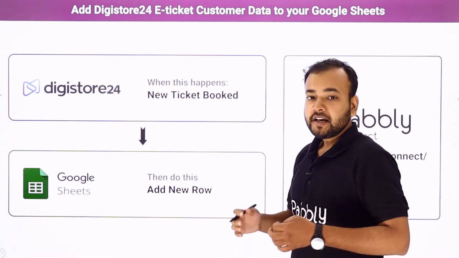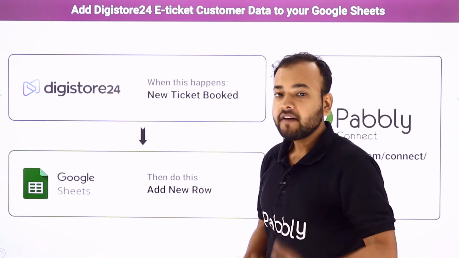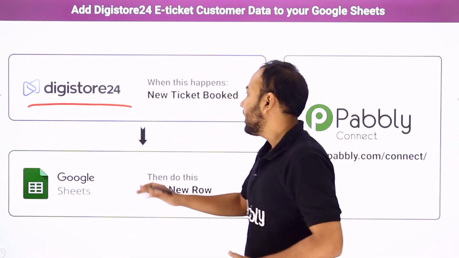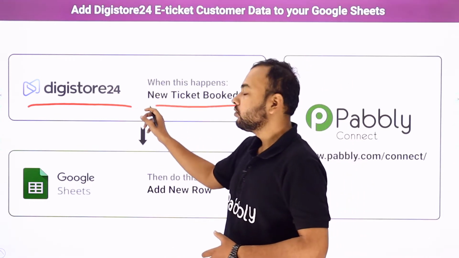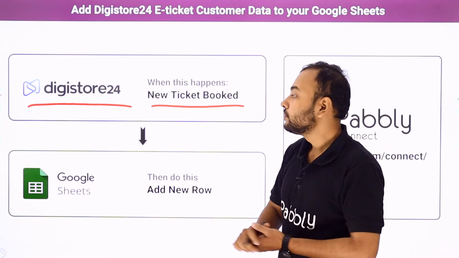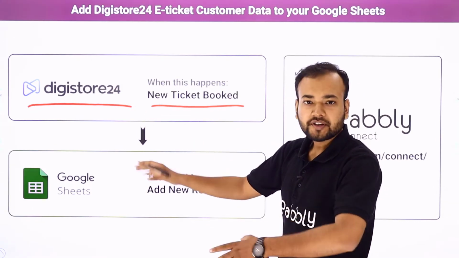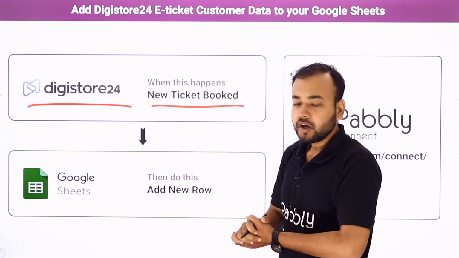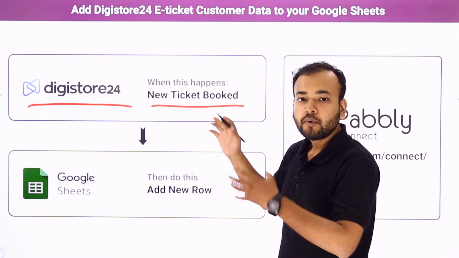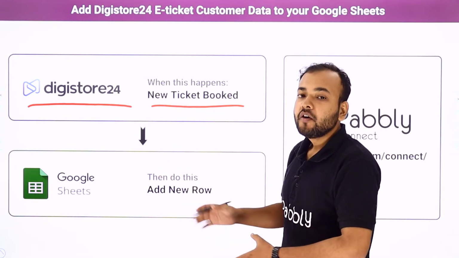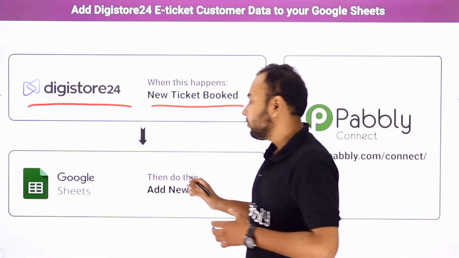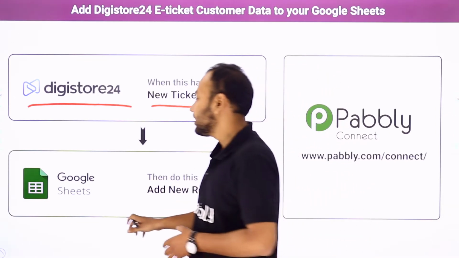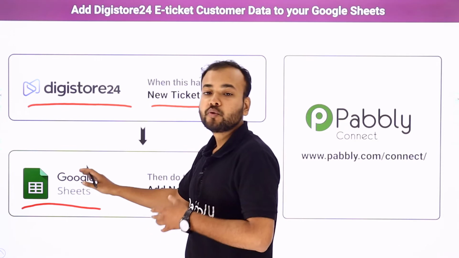Suppose that you are selling some digital products and you have created a store here in the Digistore24 application. Now, as and when a new ticket gets booked, you want to save the data of the person who has booked a ticket for any conference or seminar that you are selling here on Digistore24, for further communication. You want to save the data of the person here in a spreadsheet created with the help of the Google Sheets application.